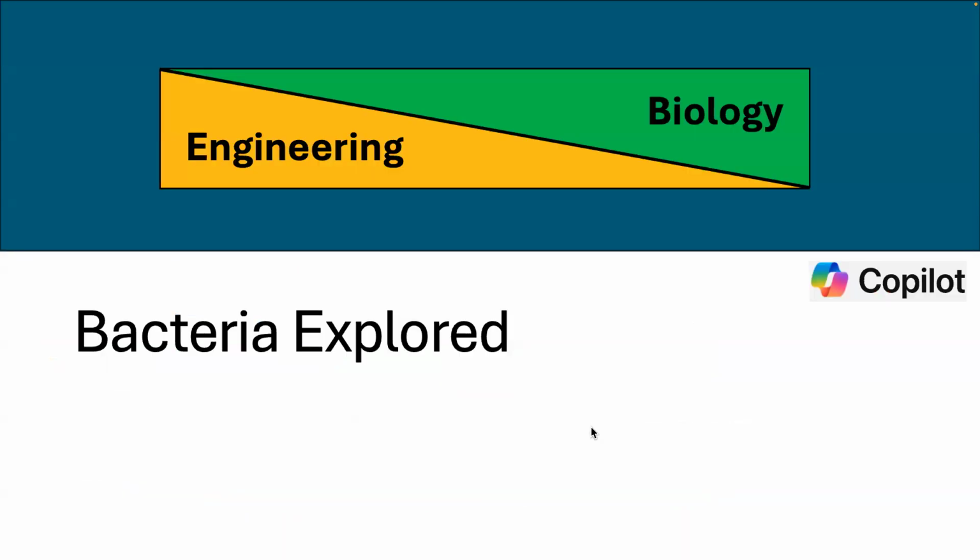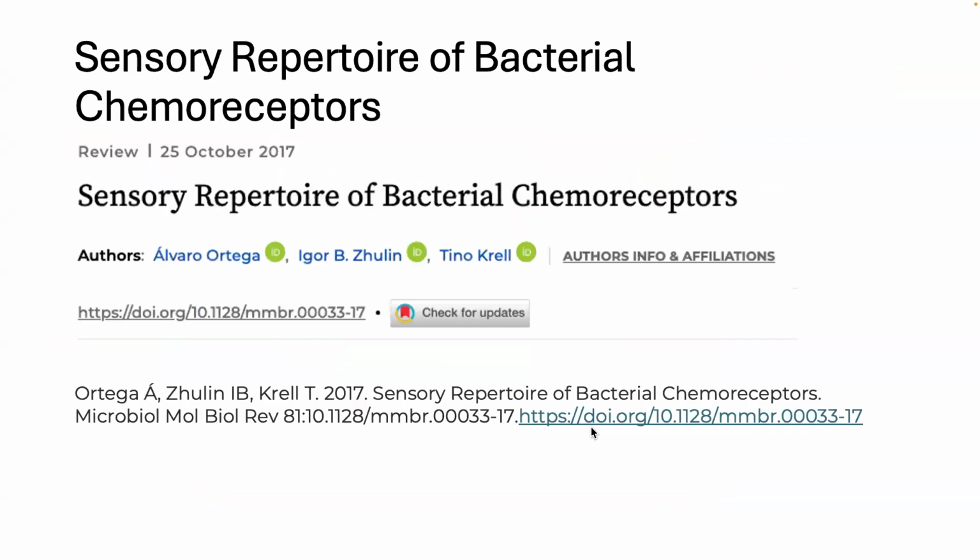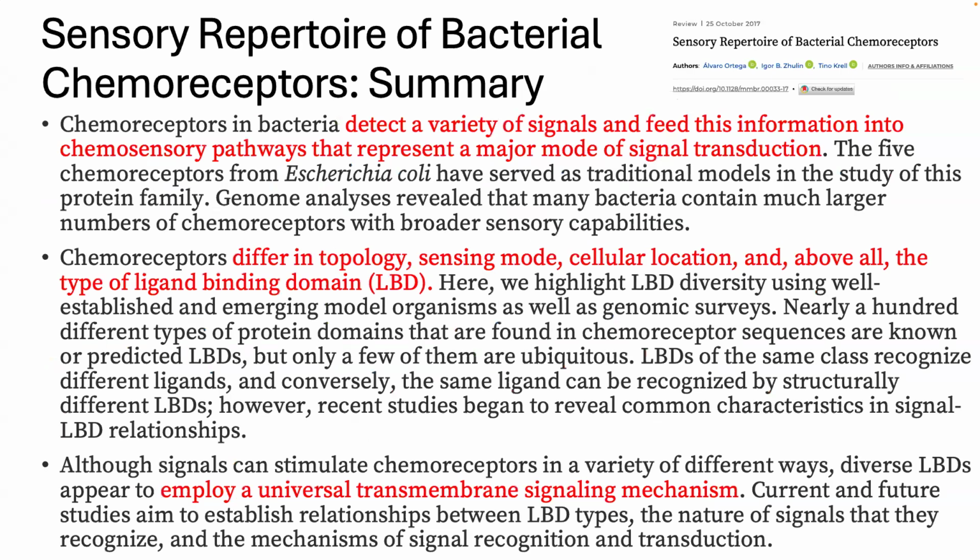In terms of the bacteria that are being explored, I already mentioned Ortega. This is the paper that was extremely useful. It was a survey paper, and it gave us a chance to look in more detail at what these different types of bacteria do. The chemoreceptors in bacteria detect a variety of signals and feed that information into the chemosensory pathways that represent a major mode of signal transduction. So this is just the very beginning of the whole chemotaxis process.